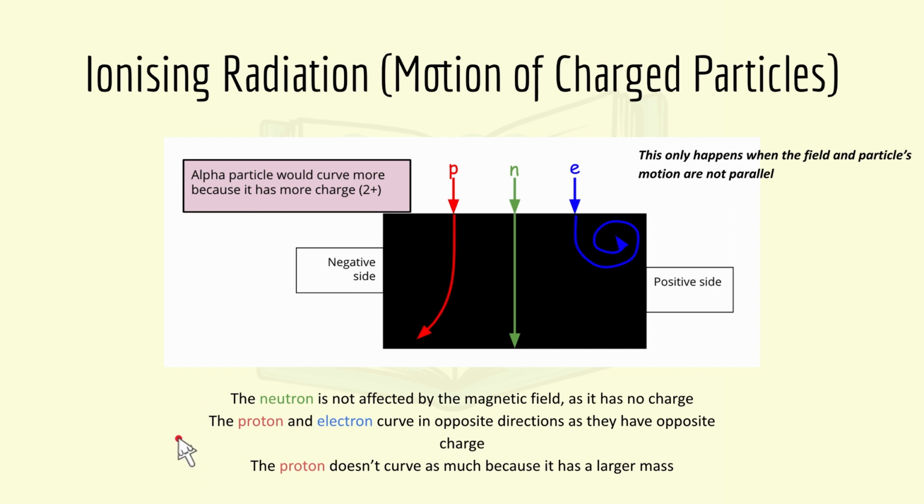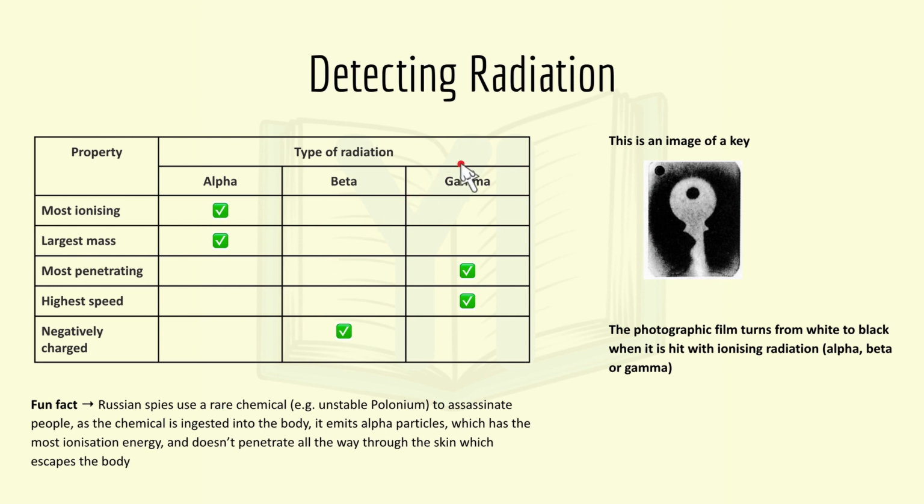So we'll move on now. Here's detecting radiation, a recap of the properties of these and the types of radiation. For the most penetrating part, here's a fun fact. Russian spies used a rare chemical like unstable polonium to assassinate people. As the chemical is injected into the body, it emits alpha particles, which have the most ionizing energy and don't penetrate all the way through the skin, so they don't escape the body.